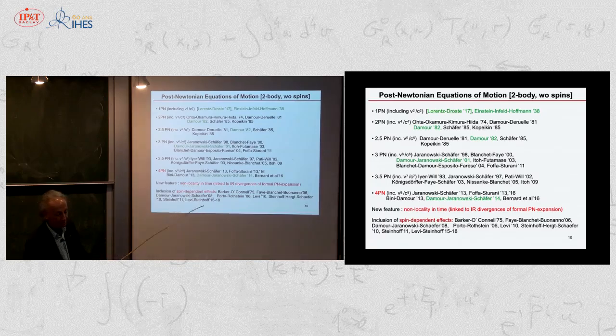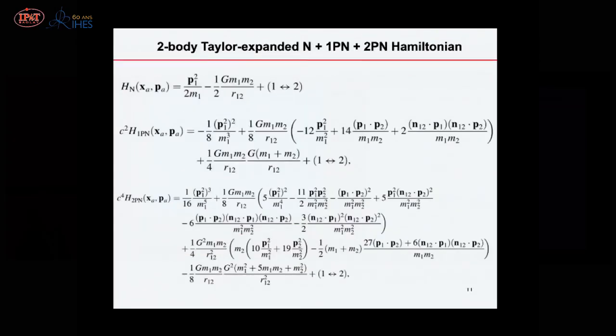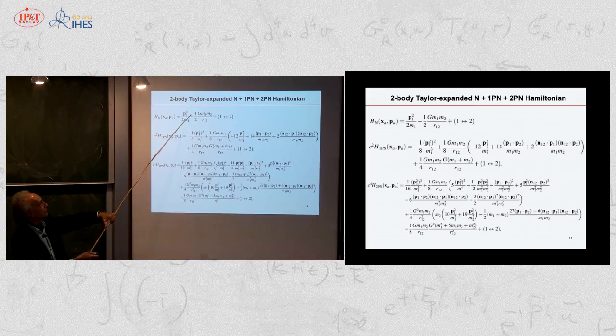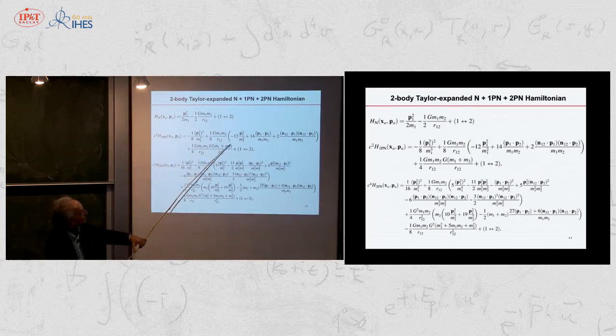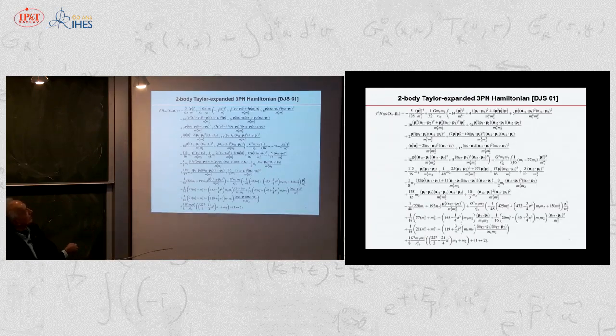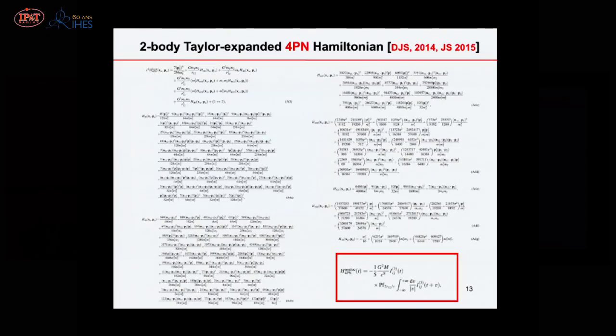This is the first computation. So the Hamiltonian looks like that. At the Newtonian level, you recognize Newton: p squared over 2m, the kinetic term, minus the Newtonian interaction. At the next order, you have corrections in p^4 over m^3, and then you have corrections to the gravitational interaction. This is the next level here, and this is the four-loop level, okay?